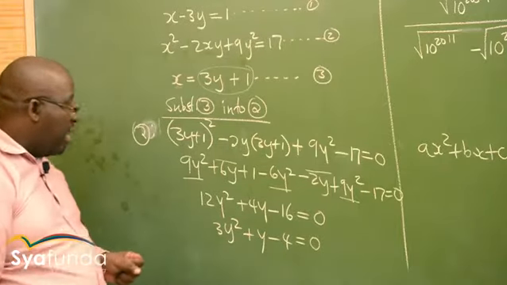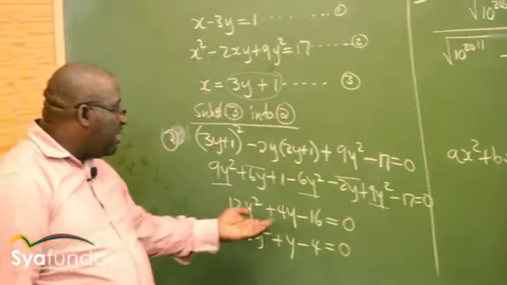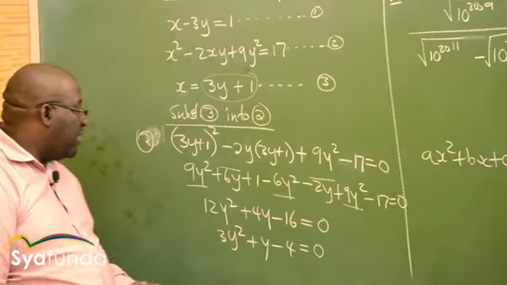That's what we've done here. We've divided each term by 4 so that we can find these values. Even that one was divided by 4 and it gave us 0.